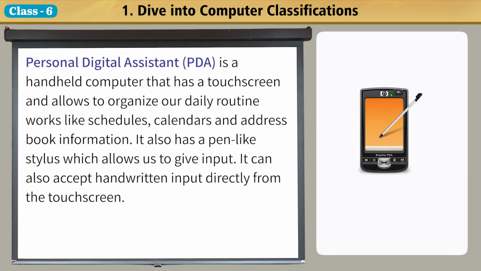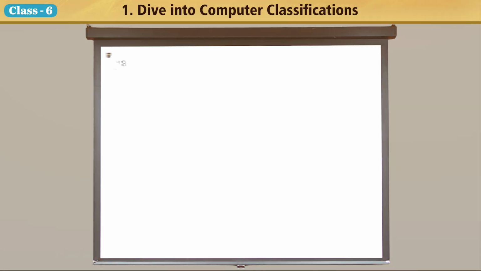Personal Digital Assistant (PDA) is a handheld computer that has a touchscreen and allows us to organize our daily routine works like schedules, calendars, and address book information. It also has a pen-like stylus which allows us to give input. It can also accept handwritten input directly from the touchscreen.